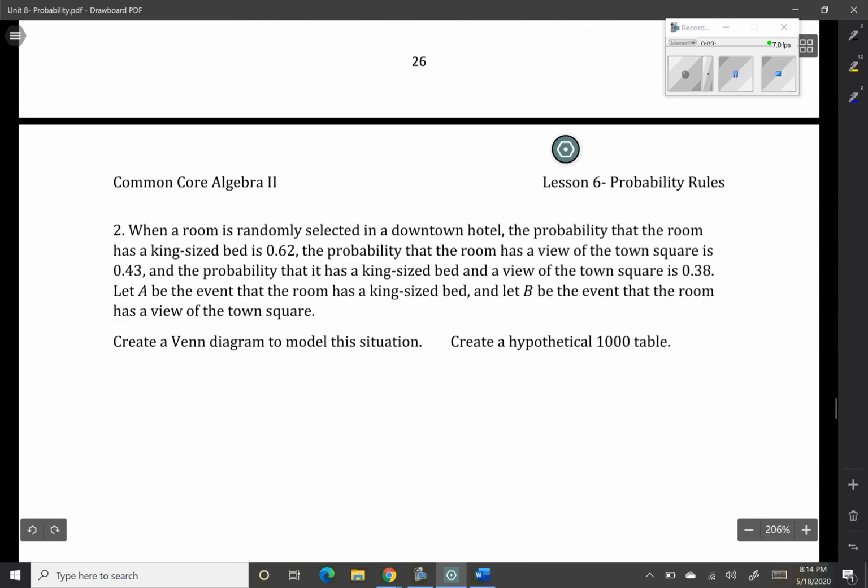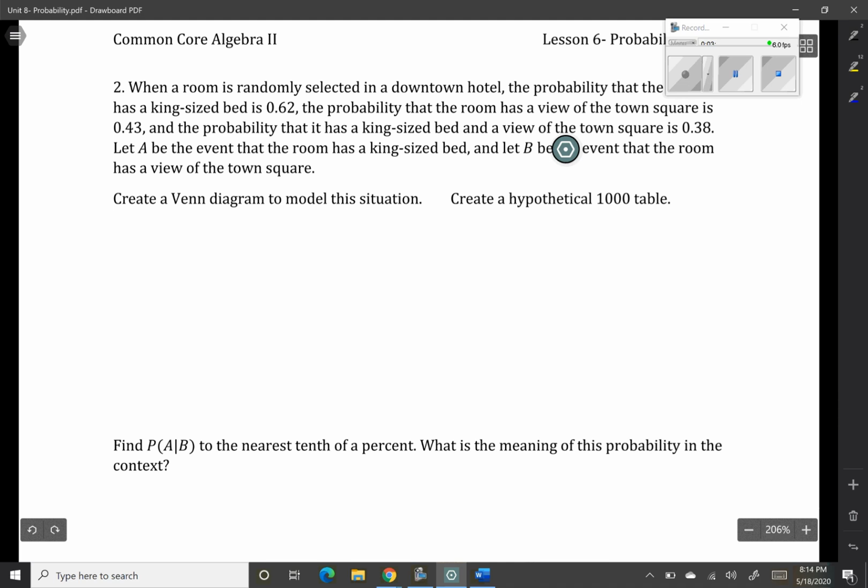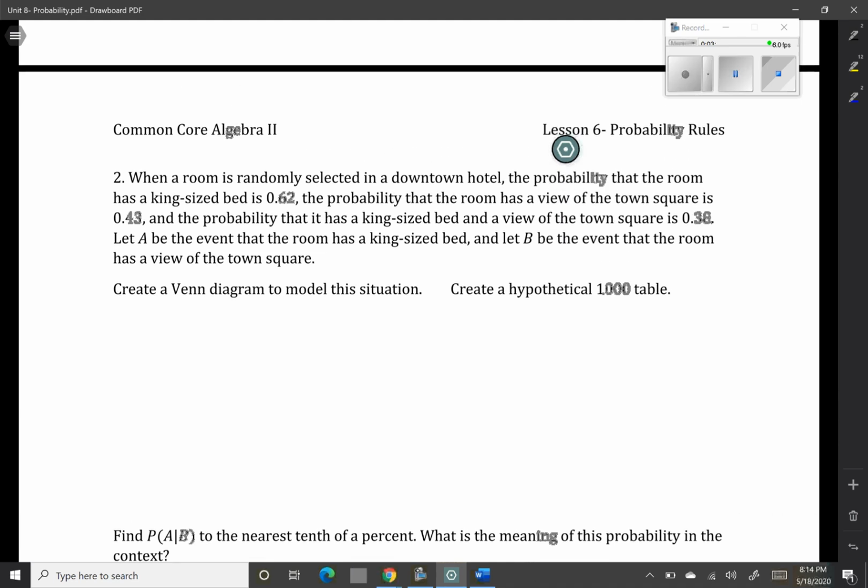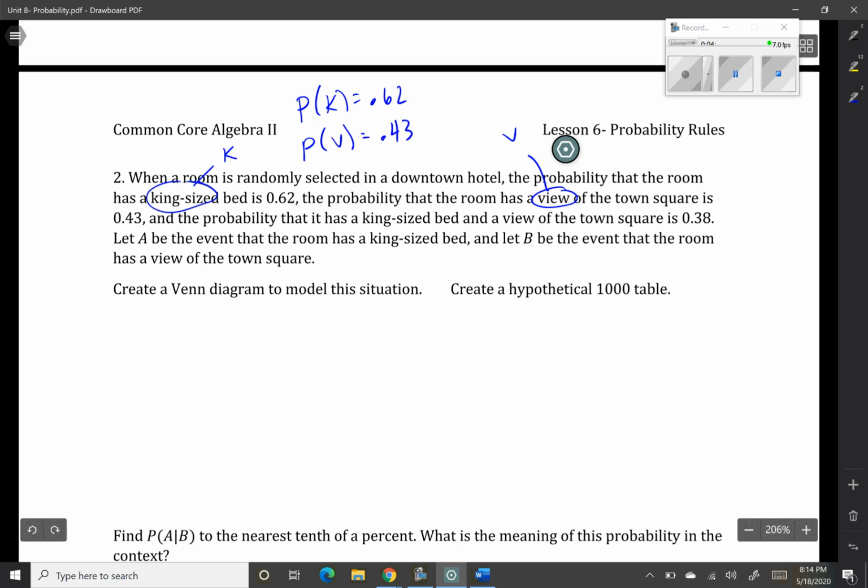Moving right along. So here we're going to just review a couple things. So here's a probability question. It says, when a room is randomly selected at a downtown hotel, the probability that the room is a king-size bed is 0.62. We're going to call that K for king size. And the probability the room has a view of town square is 0.43. We're going to call that probability V. So right now we know the probability of being a king-size bed is 0.62, and the probability of that room having a view of the square is 0.43. Those are the two probabilities we currently know right now.